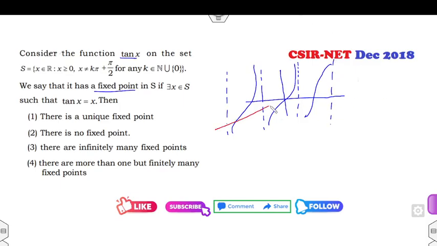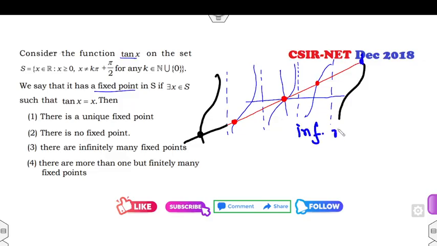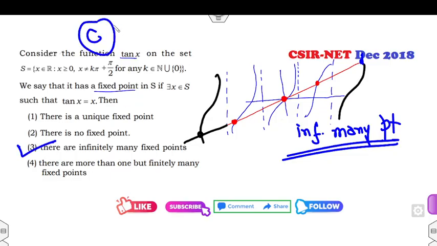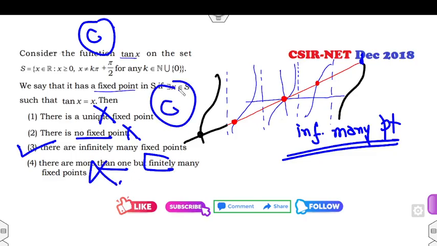If you draw the graph of the fixed point, how many fixed points have you obtained? 1, 0, 2, 3. Similarly, if you draw the graph at this point, then this line will be extended. How many fixed points have you obtained? It has infinitely many fixed points. Fine. So infinitely many fixed points is the right answer. Unique fixed point is cancelled, you can see graphically. No fixed point is cancelled. More than one but finite is also cancelled. C is my right answer of this problem.